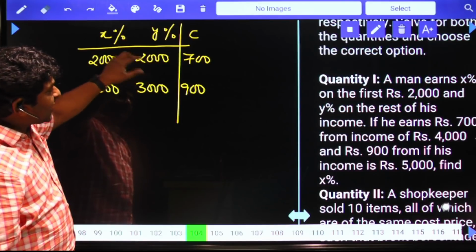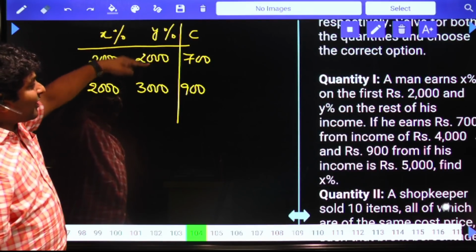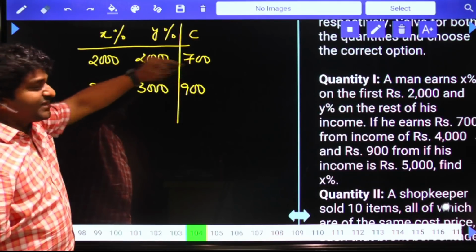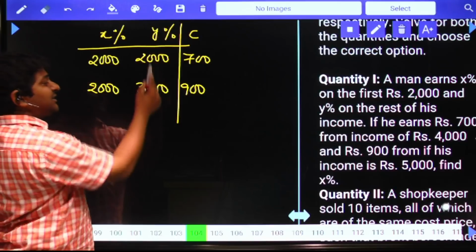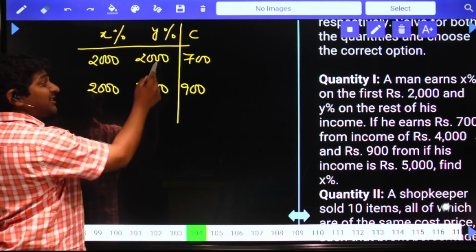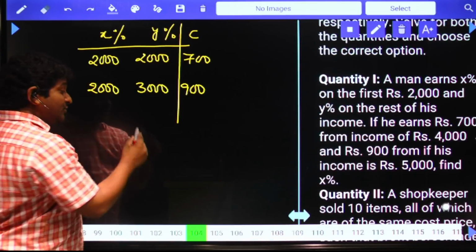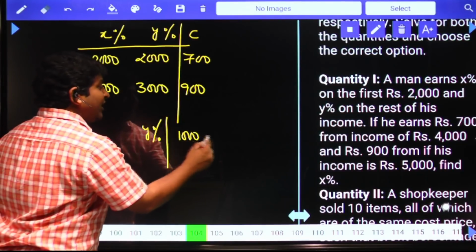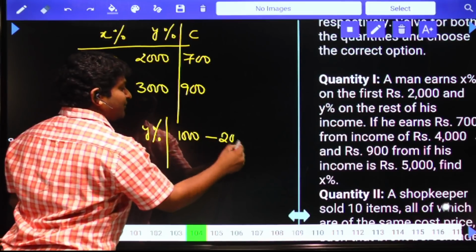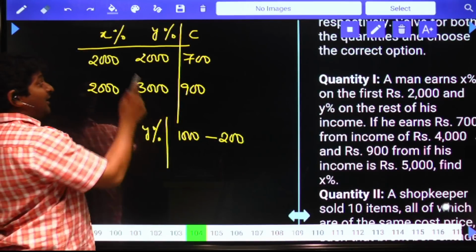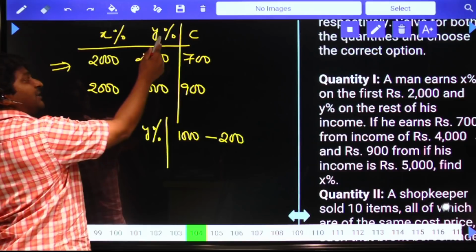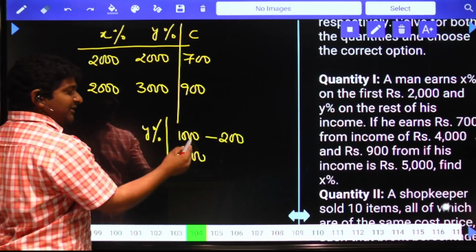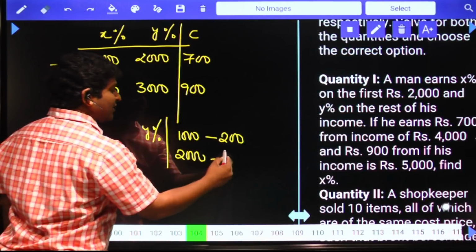Difference is there only in second case. Y percent on 2,000, Y percent on 3,000. Only this difference is equal to 200. అంటే Y percent rate వల్ల second time ఎంత extra ఉంది 2,000 కంటే 1,000. So at the rate of Y percentage on 1,000 rupees we are getting 200 extra. In first case, Y percentage is calculated on how many rupees? 2,000. With the same rate Y percentage, for 1,000 if you get 200, for 2,000 how much we will get?